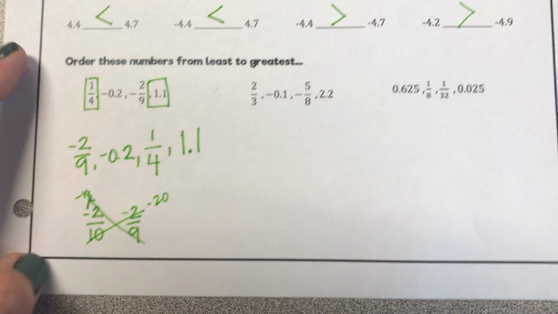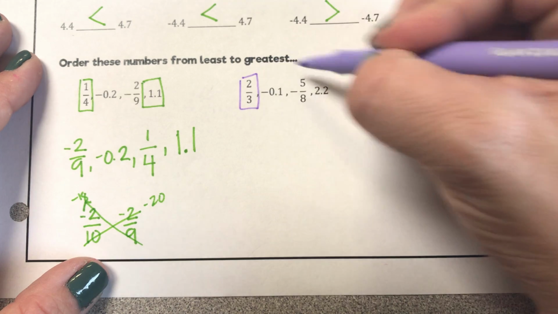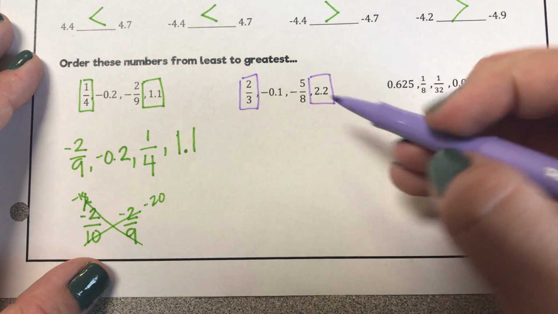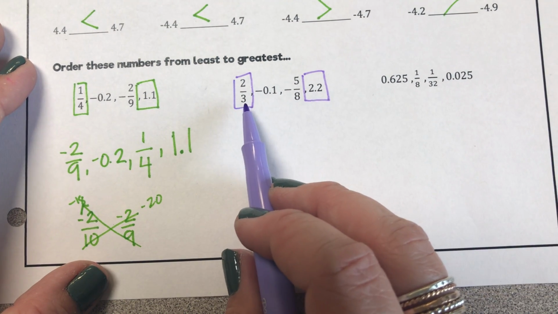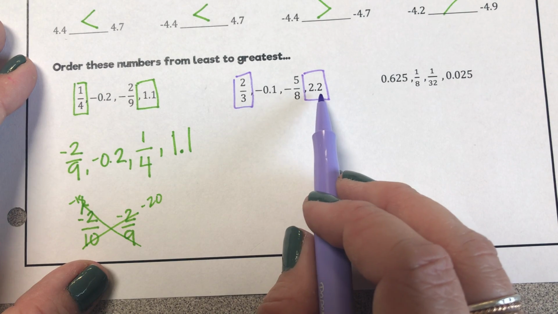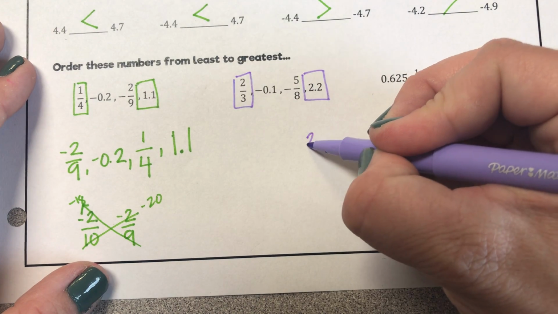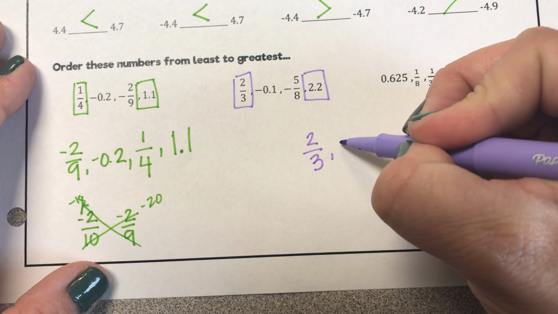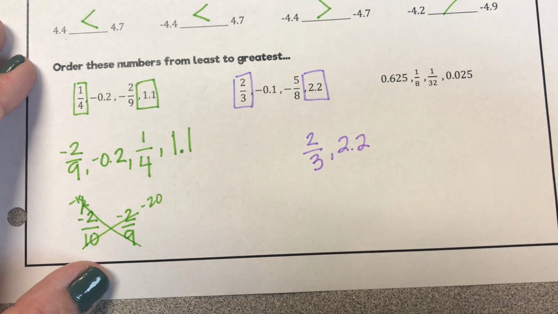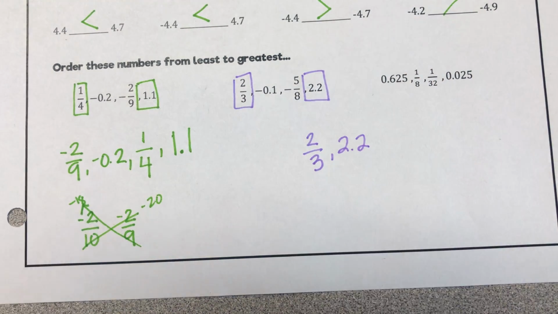Okay, let's look at the next one. I'm going to start again with my positives. That's always easier to kind of wrap my brain around. This is less than a whole pizza. This is 2 2/10 of a pizza. So 2/3 and then 2.2. Now I have to deal with these two negatives.